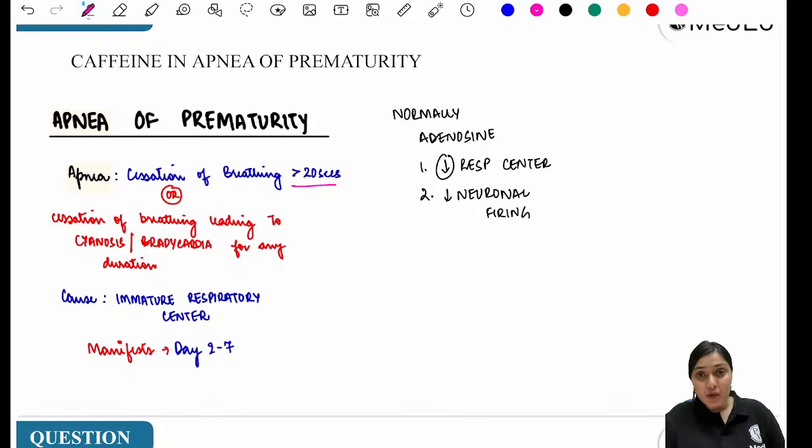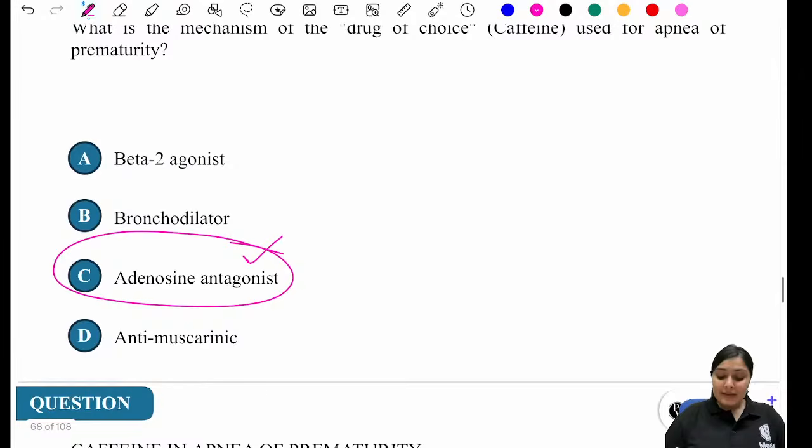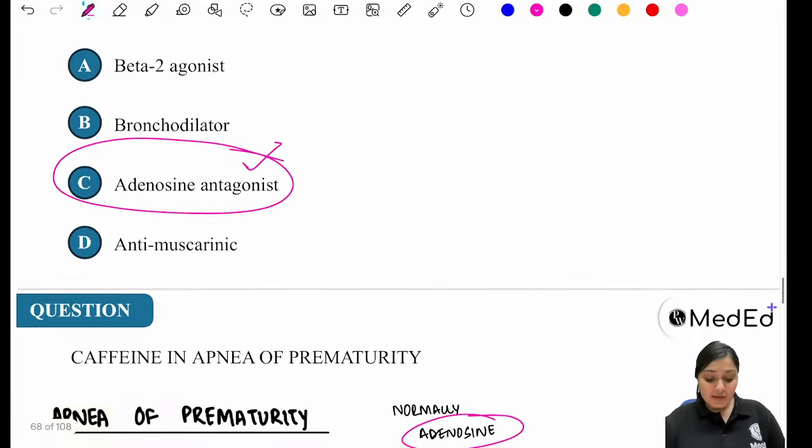So how does it work? So normally adenosine in our body, it depresses your respiratory center and depresses the neuronal firing. If you give adenosine blocker like caffeine, what will happen? My respiratory center will be activated. That will increase the respiratory drive of that child. So there will be less chances of apnea. So adenosine blockade is the mechanism of action of caffeine citrate over here. So the correct answer here is C.